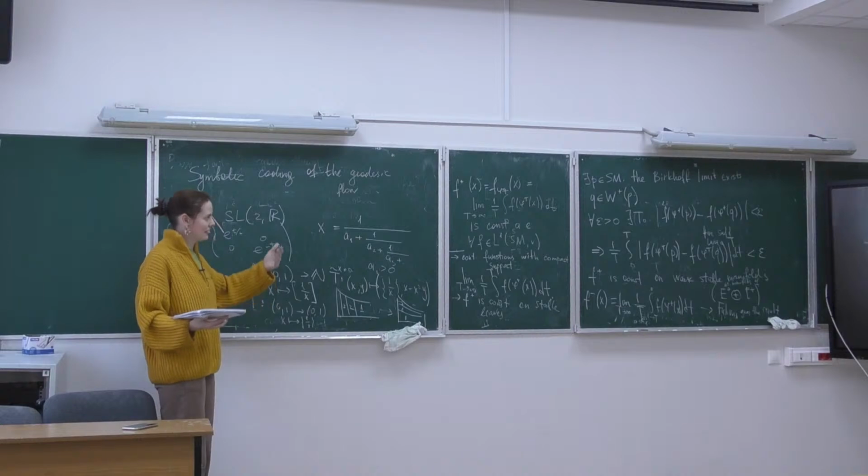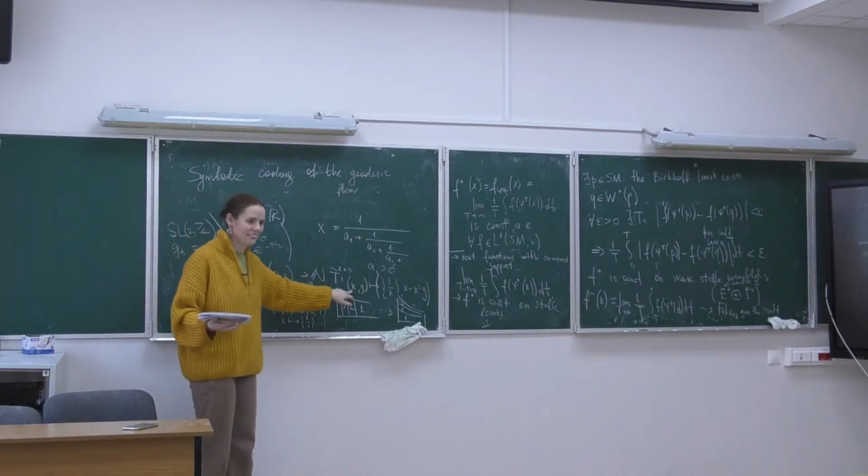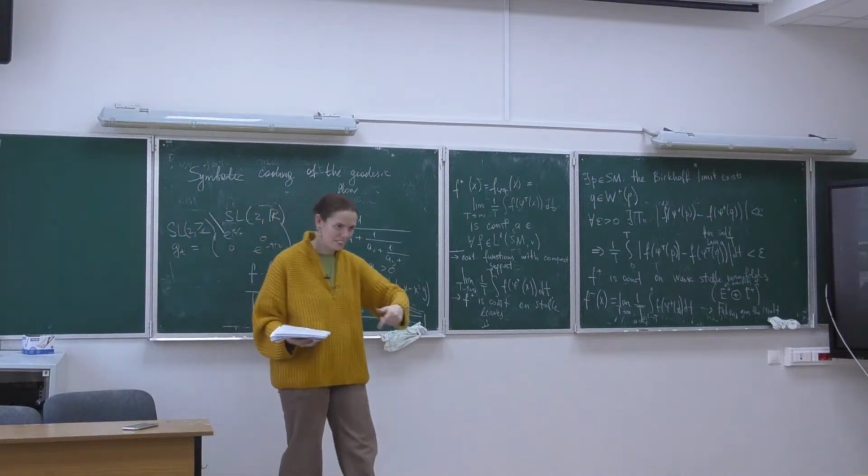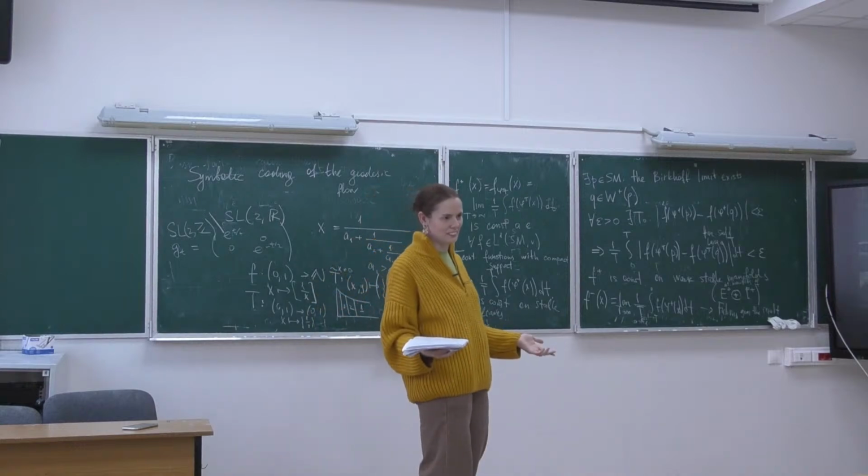Now the question is how to find the transversal such that we can get such a formula for the first return map to the transversal for the geodesic flow.